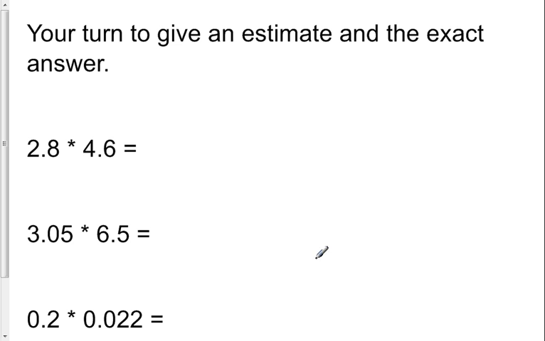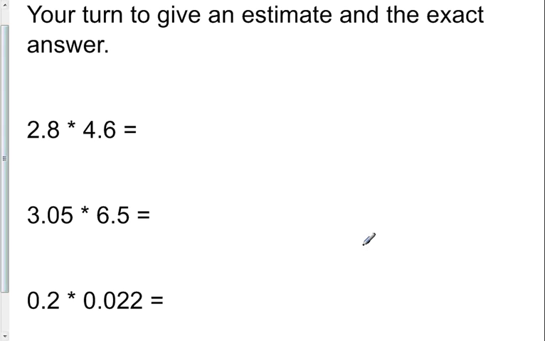Now it is your turn to give an estimate and the exact answer to 3 problems. I'll move this down. You've got 3 problems. First, give an estimate, then multiply to get the exact answer. You can either use your estimate to help you place a decimal point, or you can count the number of decimal places in the factors and have that many decimal places in your product. End of lesson 2.5.